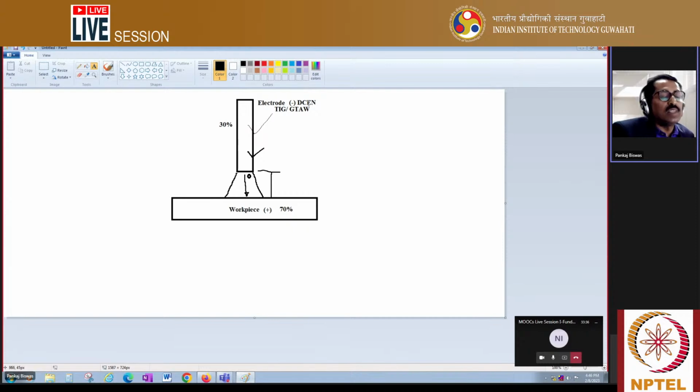For there, generally DCEN is used, whereas DCEP polarity is generally used for consumable types of electrode, like the submerged arc welding process, MIG welding process, or GMAW welding process. This thing you should keep in mind.